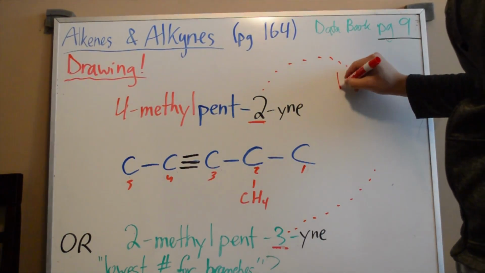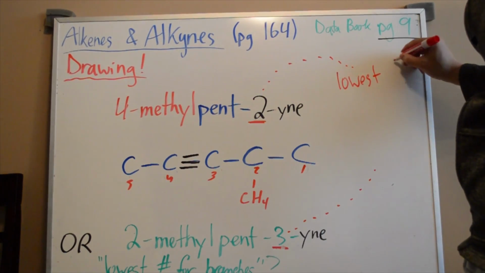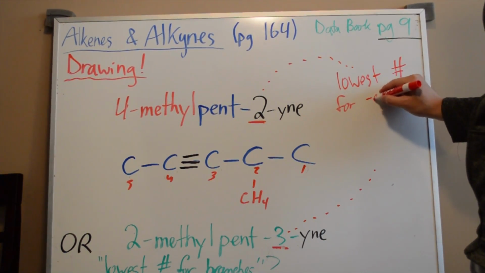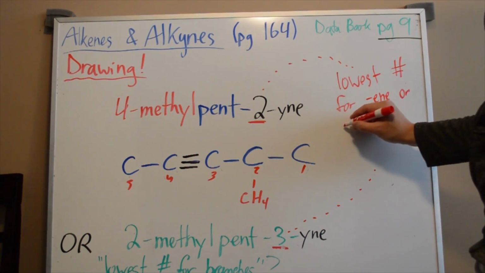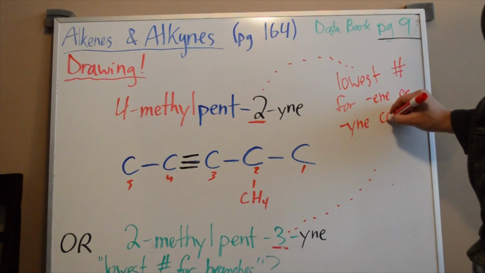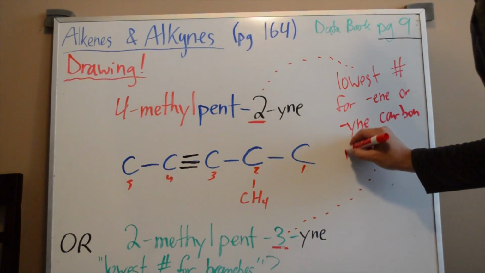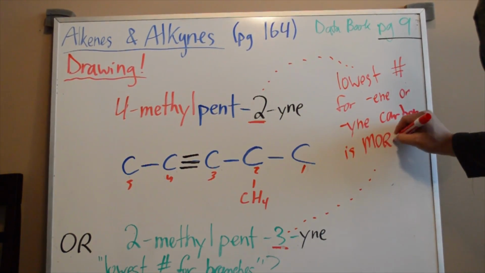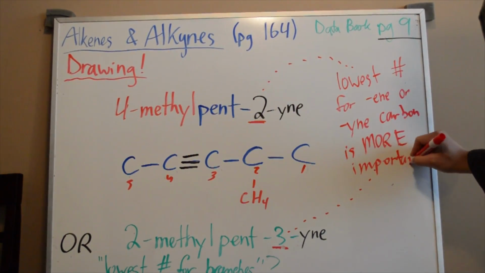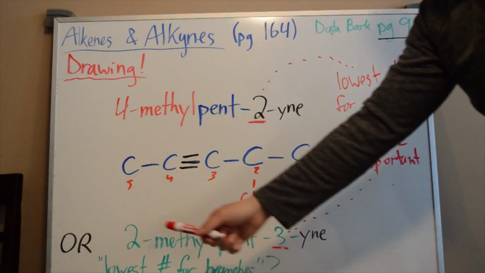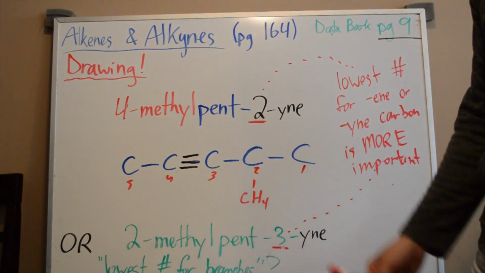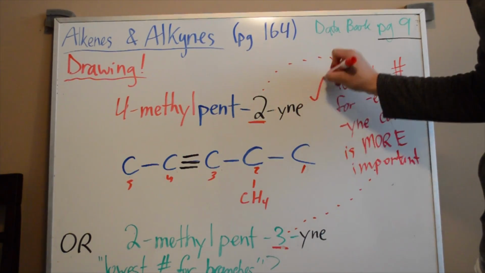The lowest number for the ene or yne carbon is more important. Okay? So take a look at these two names, okay? We have 2-methyl-pent-3-yne and we have 4-methyl-pent-2-yne. Which one is correct? It's going to be this one.